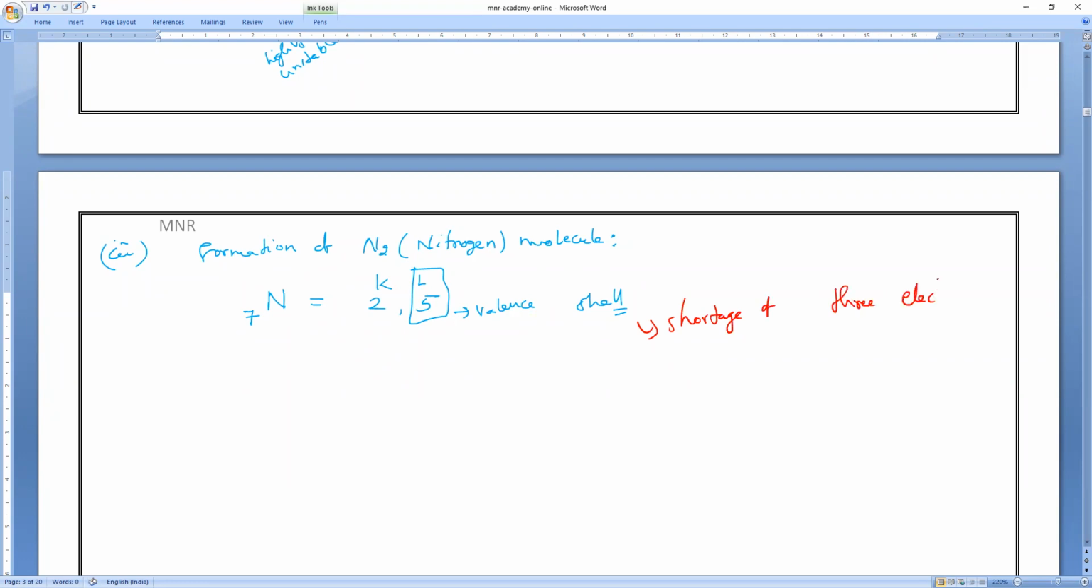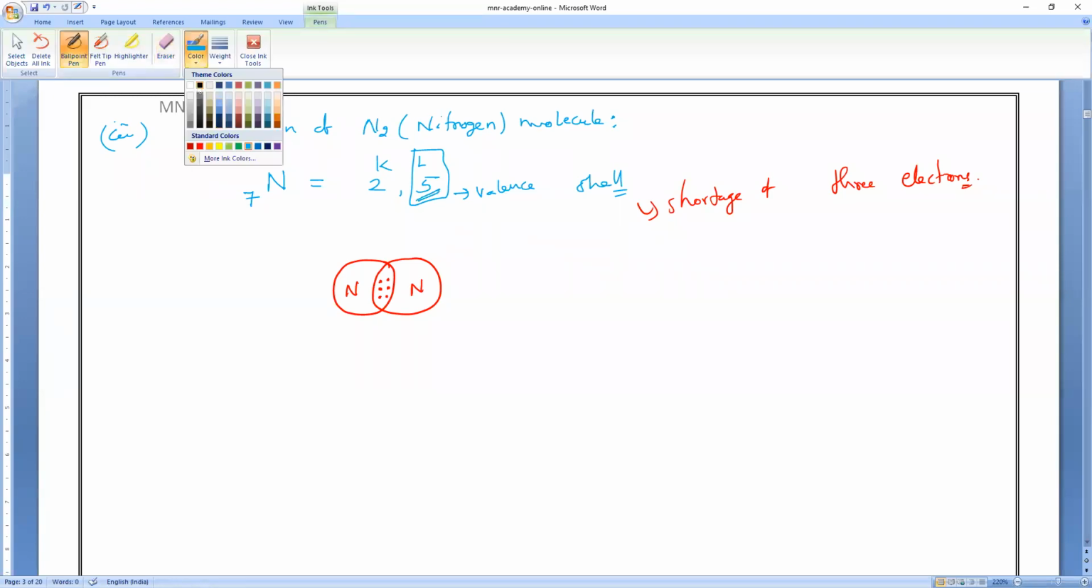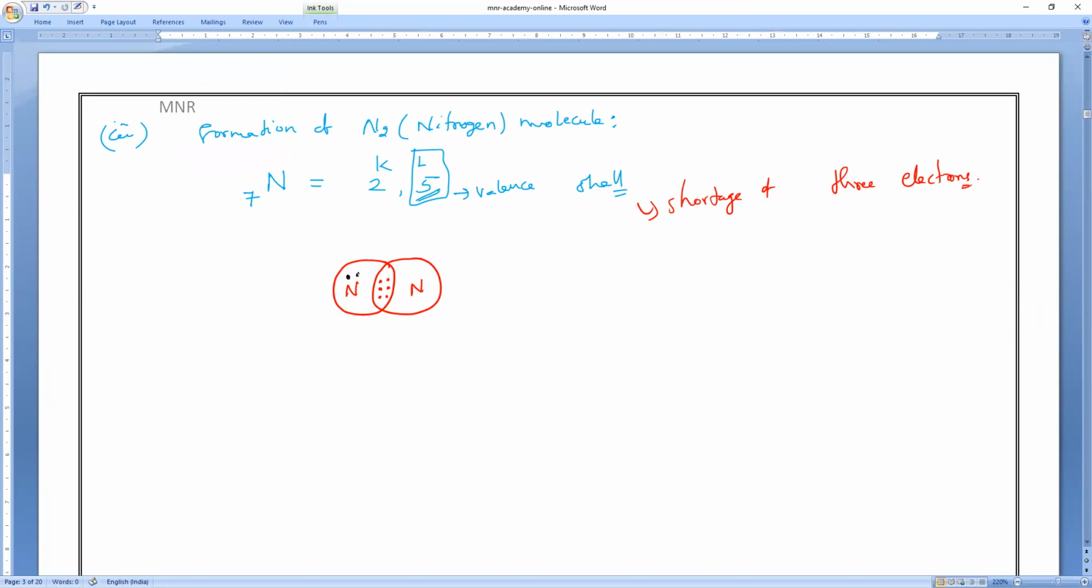So 3 electrons will be shared. One nitrogen atom combines with another nitrogen atom. This nitrogen shares 3 electrons, and the other nitrogen also shares 3 electrons. The valence shell has 5 in total, so with 3 gone, how many remain? 2 electrons have to be represented here, and here also 2 electrons have to be represented.